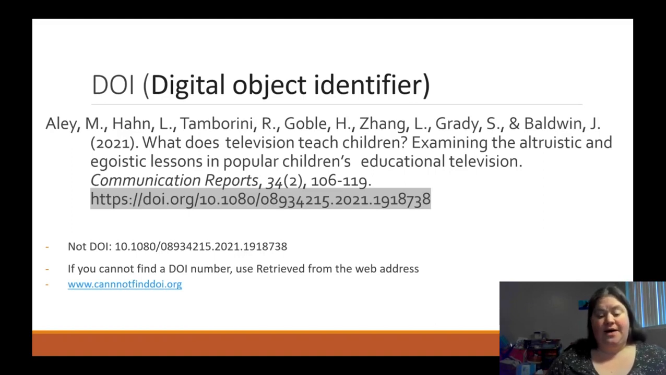If you cannot find a DOI number, you can use the words "retrieved from" and then the web address. However, if you have a journal article, it probably has a DOI number. You just might have to look a little bit further for it. If you can't find it, you can go to www.cannotfinddoi.org, and they are very helpful. You can put in the authors, put in the title, and they are very good at finding those hidden DOIs for you.